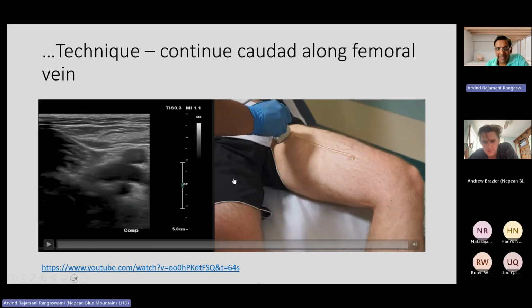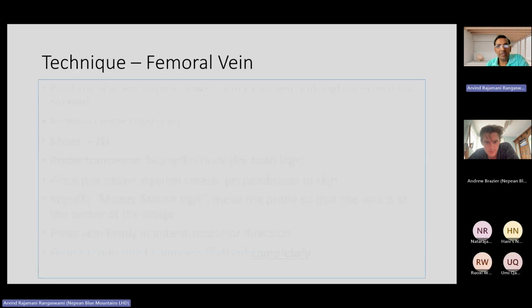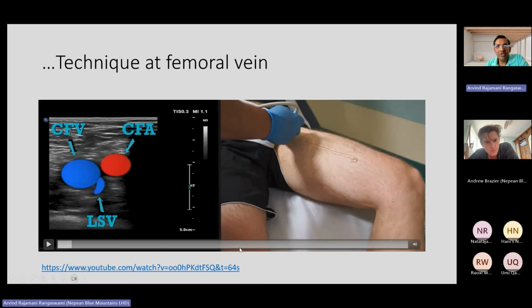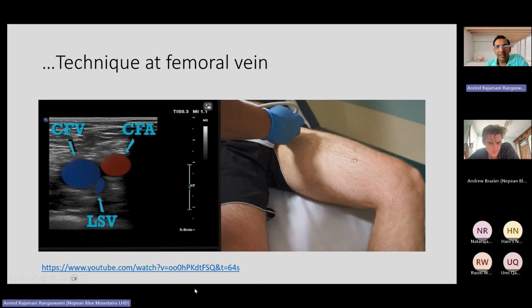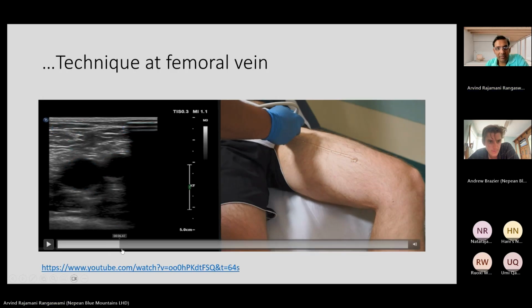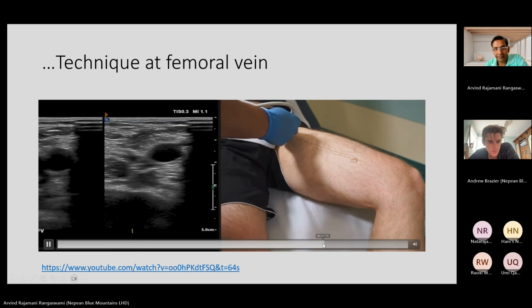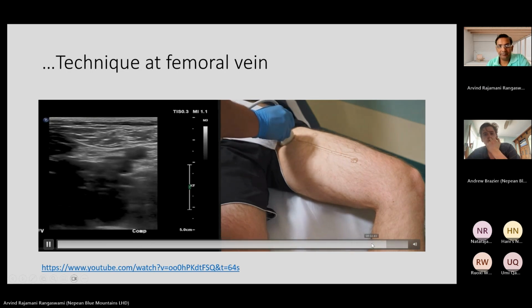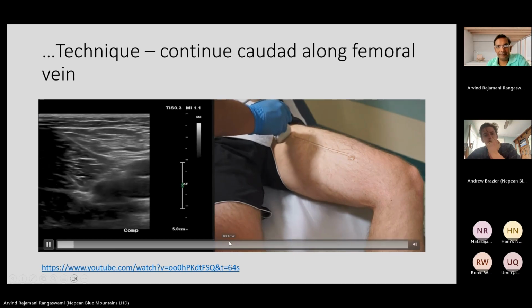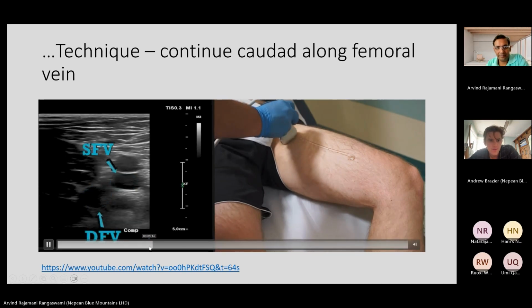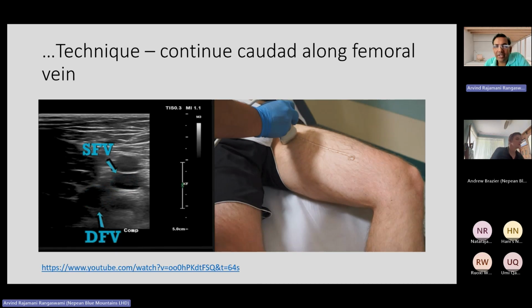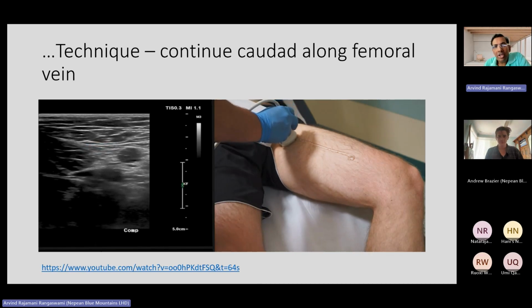Now, what do you do next? The next thing you do is to apply the color Doppler. The next thing, you can slide the probe in a caudad direction along the femoral vein.